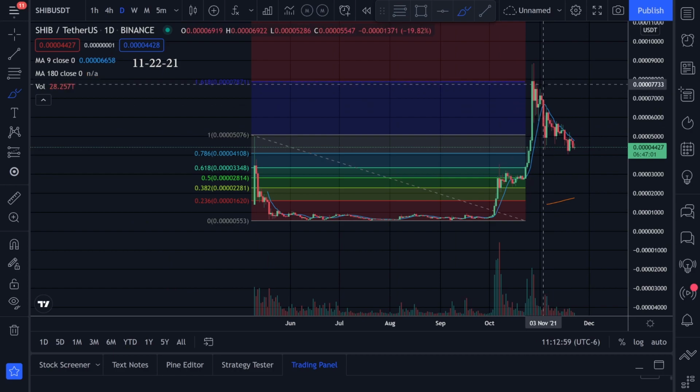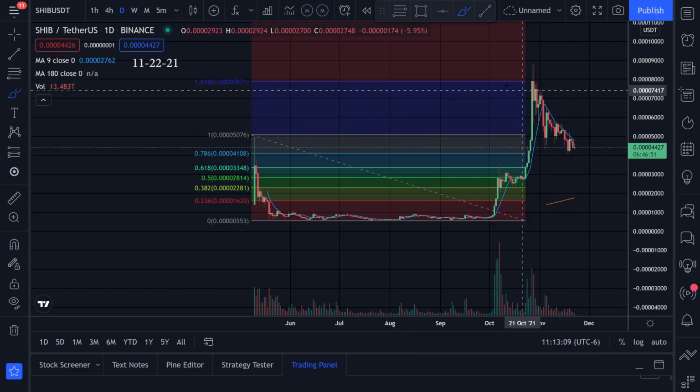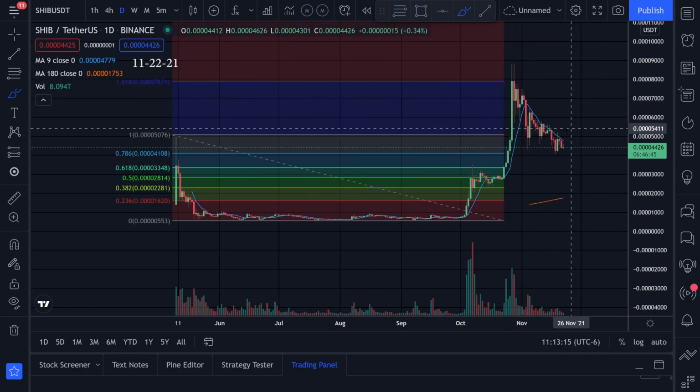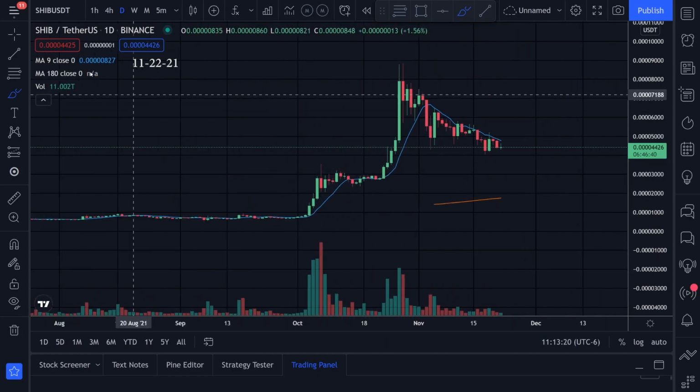Let me know what you guys think. Let me know if you guys use the Fibonacci tool to find new highs like this, because I'm starting to think that this is actually pretty legit. Let's go ahead and delete everything though, and I'll show you what I'm looking at right now on this chart.